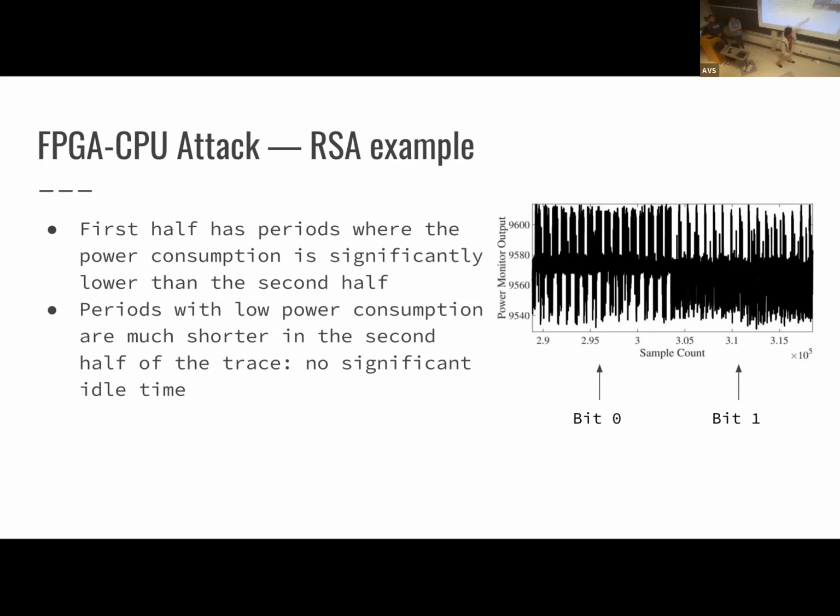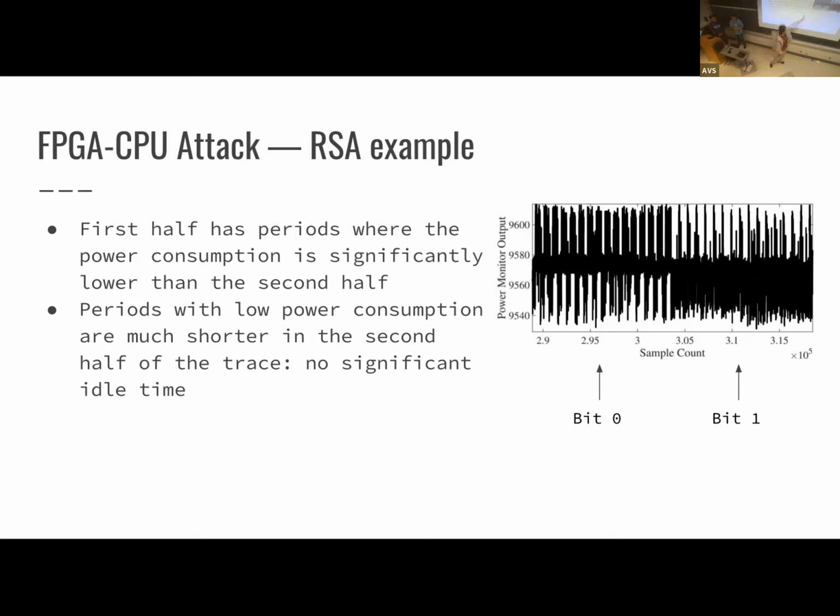A higher output of the power monitor represents lower power consumption in the system. We can also see from the picture that the periods with low power consumption are much shorter in the second half of the trace. That means no significant idle time, because there are some blank spaces between the different peaks in one half, but there are no such blank spaces in the other.